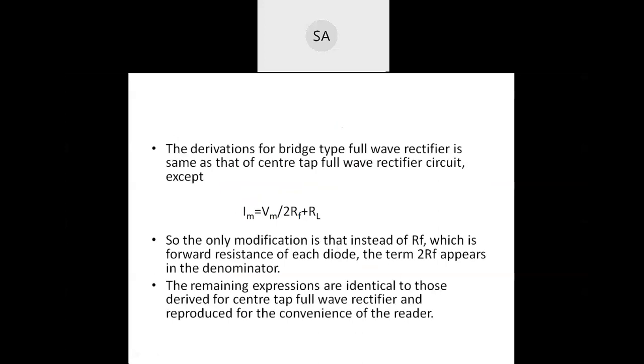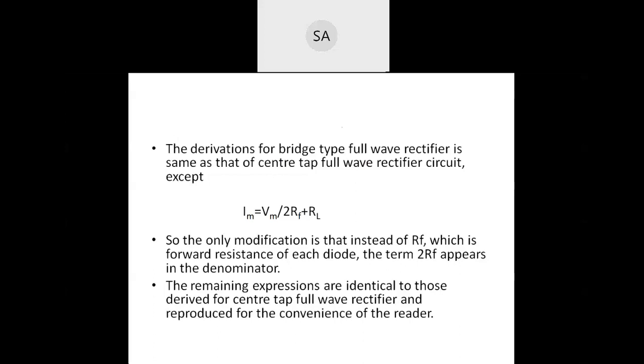The derivation for the bridge full wave rectifier is the same as that of the center tap full wave rectifier circuit, except Im is equal to Vm by 2RF plus RL. The only modification is that instead of RF, the forward resistance of each diode, the term 2RF appears in the denominator. The remaining expressions are identical to those derived for the center tap full wave rectifier and are reproduced for the convenience of the readers.